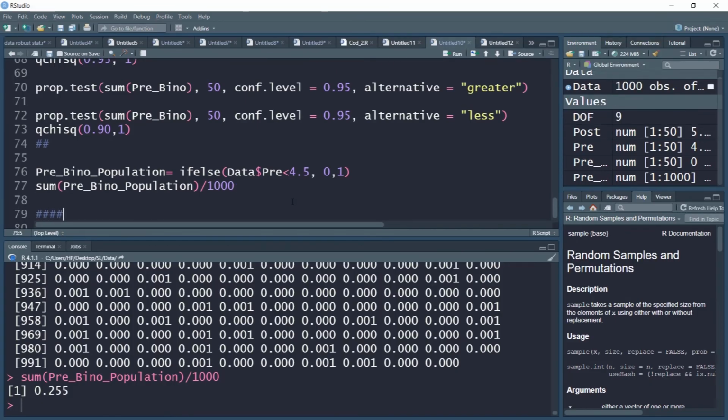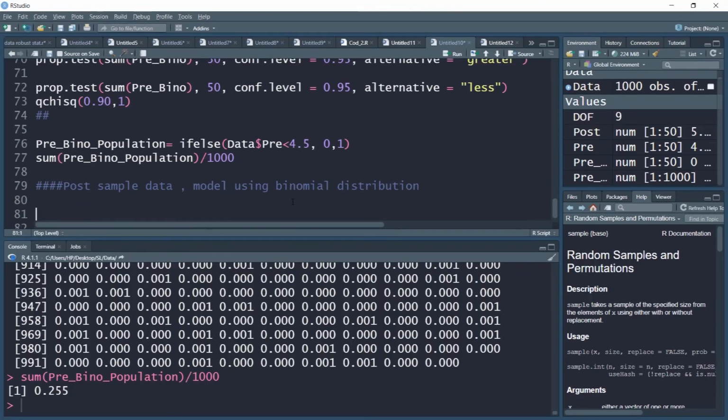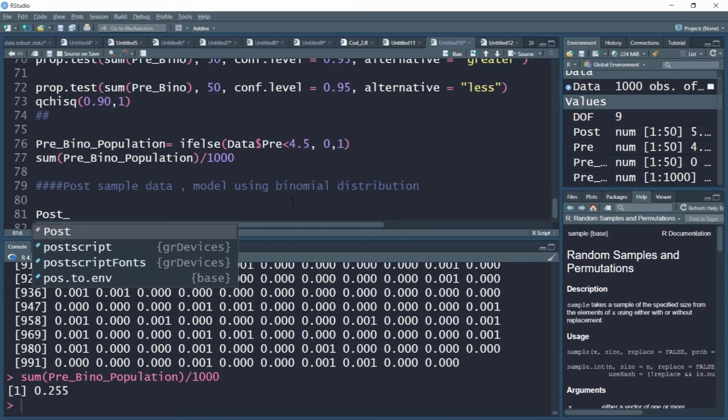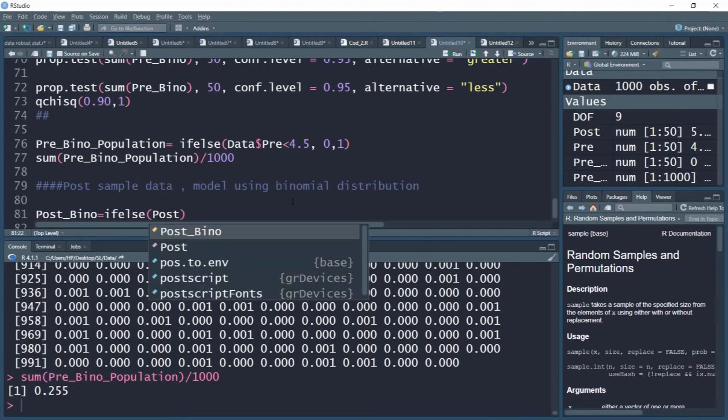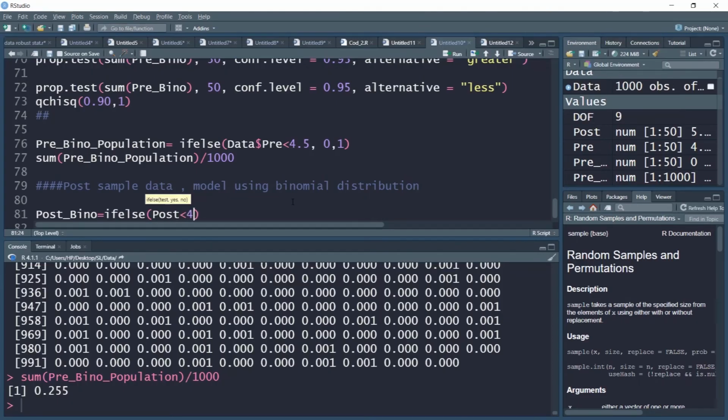So we'll start with post-sample data. We'll model it using binomial distribution. First we need to create our post bino variable, as we did for the pre-sample pre-bino variable. We'll create this post bino variable using the same if else argument, and we'll assign a score of 0 if it is less than 4.5 and 1 otherwise.